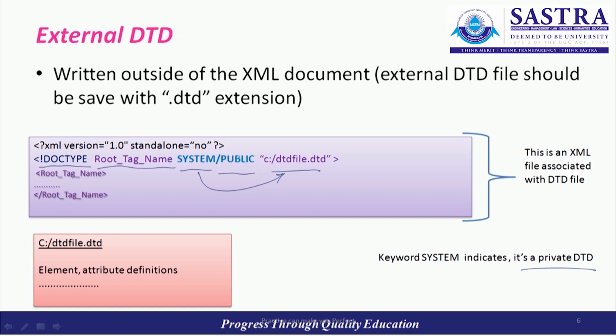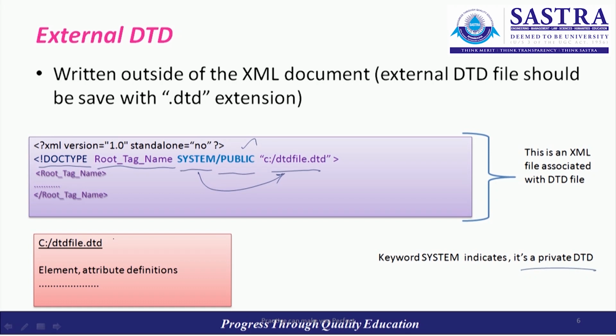Suppose we have kept the DTD file at any URL, Uniform Resource Locator. It is available on any web source. Then we should give PUBLIC. So instead of giving SYSTEM, we have to give PUBLIC. If it is PUBLIC, then the DTD file is available at the particular web source, from which we have to extract it while validating the particular XML document.